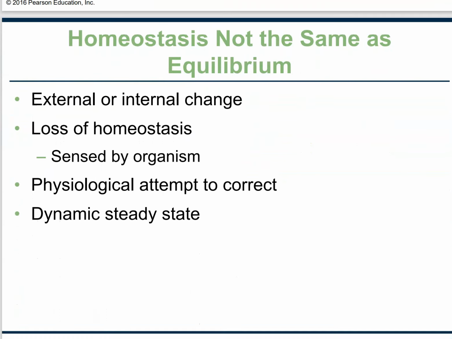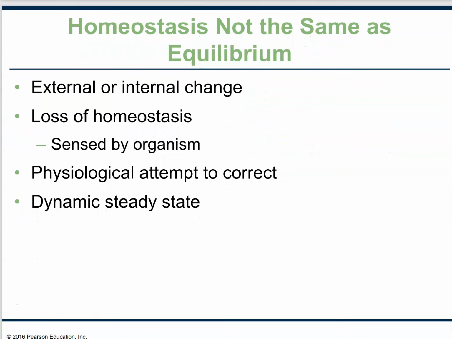Anyway, a little word here about homeostasis versus equilibrium. You might think homeostasis is always equilibrium. That's not true. Homeostasis means that you are within the normal range. Equilibrium means that there is approximately equal amounts of something on both sides of this equilibrium. Let me explain this to you.